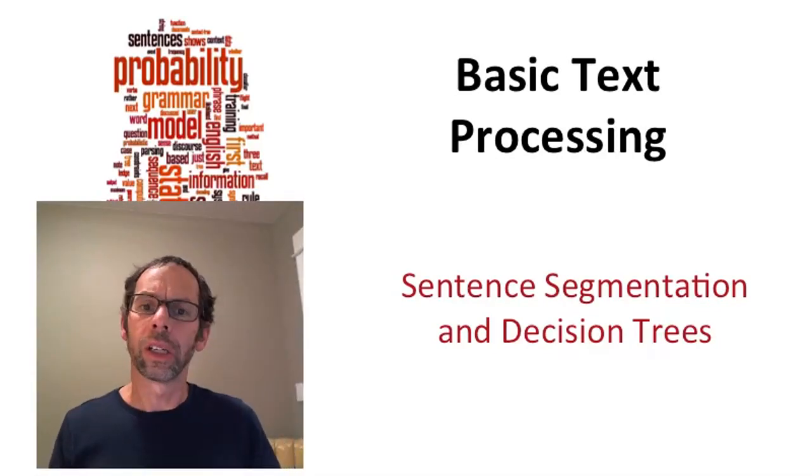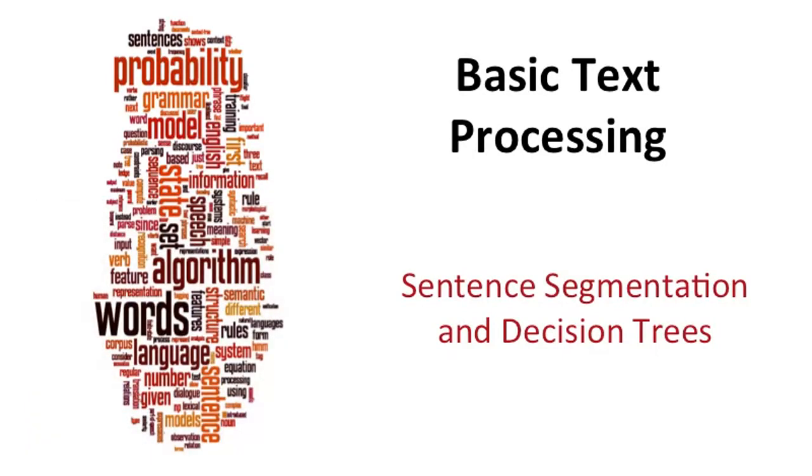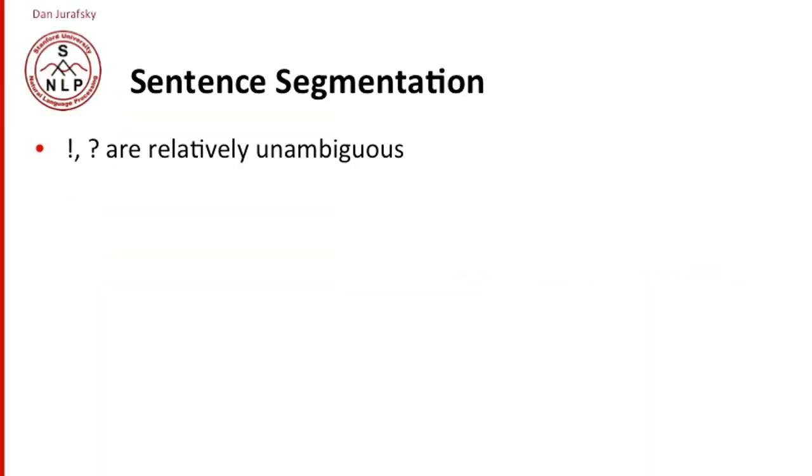Our final discussion in basic text processing is segmenting out sentences from running text. So how are we going to segment out sentences? Things that end in exclamation points or question marks, that's really great because those are relatively unambiguous cues that we've gotten to the end of a sentence. Periods, unfortunately, are quite ambiguous.